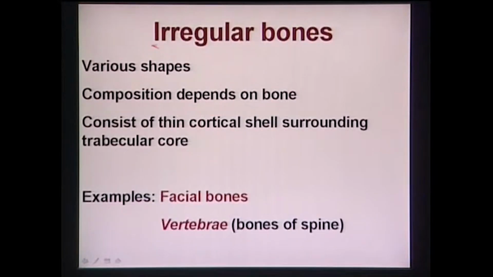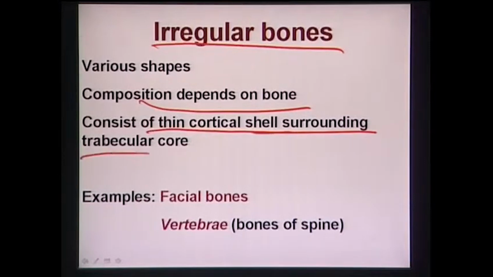Irregular bones, as the name suggests, have various shapes, and the composition also depends on the bone, and it consists of a thin cortical shell surrounding a trabecular core. Again the same principle, some hard surface protecting the weaker region, that is the trabecular bone. And the examples are the facial bones and vertebrae, that is the bones of the spine, that means at your spinal cord or spine. These are the examples of the irregular bones. Irregular means that it does not have any specific shape, like a long bone or flat bone. They do not have that kind of specific shape, like the cuboidal shape of a short bone.